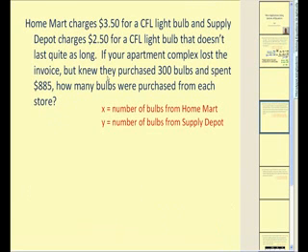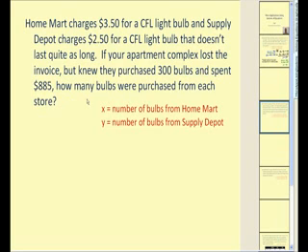HomeMart charges $3.50 for a CFL light bulb, and Supply Depot charges $2.50 for a CFL light bulb that doesn't last quite as long. If your apartment complex lost the invoice but knew they purchased 300 bulbs and spent $885, how many bulbs were purchased from each store?